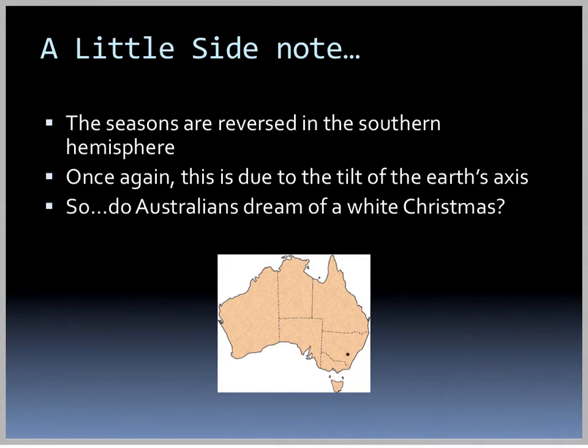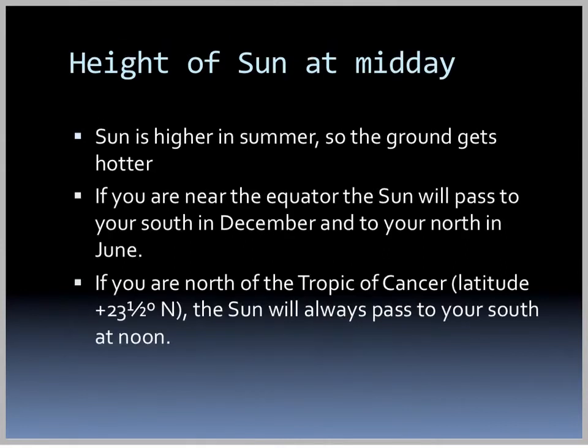So, a side note, the seasons are reversed in the southern hemisphere. And once again, this is due to the tilt of the Earth's axis. So, do Australians dream of a white Christmas? Probably not. It's midsummer. What happens is the Sun is higher in the sky in the summer as it moves north of the celestial equator. That means the ground gets hotter. If you're near the equator, the Sun will pass to your south in December and to your north in June. If you're on the Tropic of Cancer at 23.5 degrees, the Sun will always pass to your south at noon.